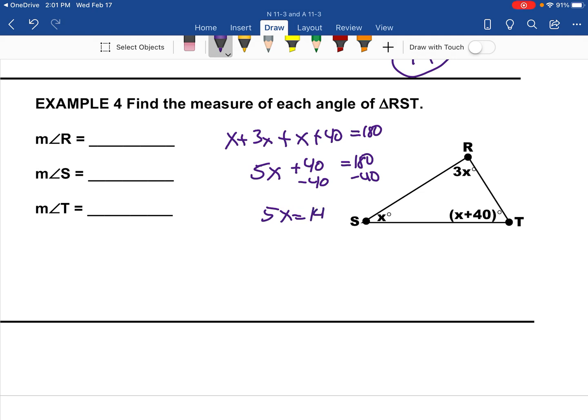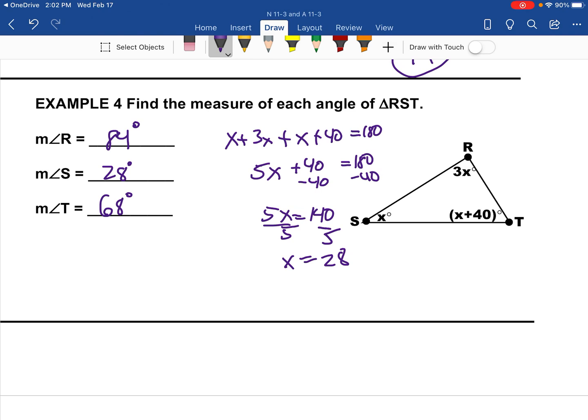I'm left with 5x equals 140. Divide by 5. X is equal to 28, which is angle S, so that's 28 degrees. Don't forget the degree symbol. 3 times X is 28 times 3, which is 84 degrees for R. And then 28 plus 40 will give us 68 degrees for the measure of angle T.